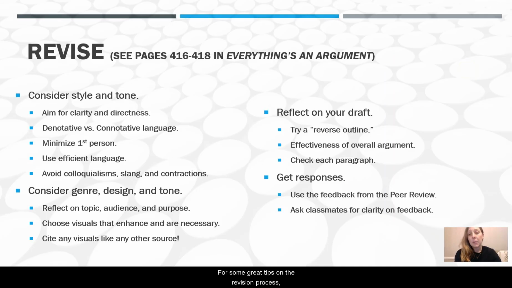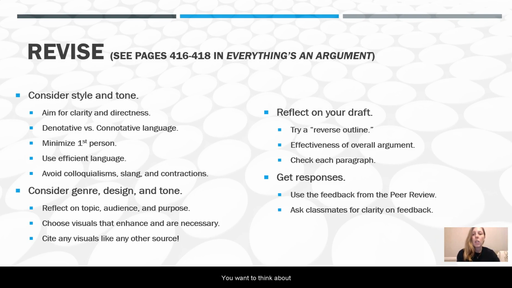For some great tips on the revision process, especially the last stages of revision, take a look at pages 416 to 418 in your textbook, Everything's an Argument. Here are some things to consider. You want to look at style and tone, right? So you've already done all the big research, you have formulated your arguments, so now you're going to take a closer look at language. With your language, you want to be clear and direct.